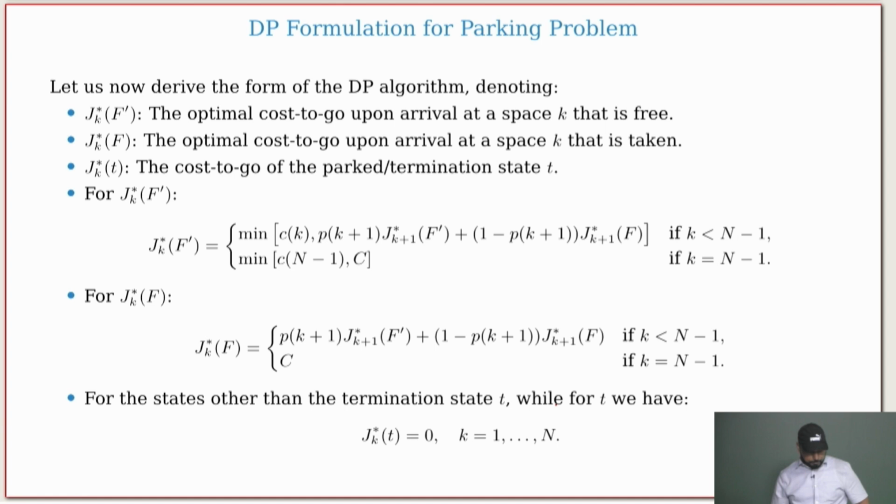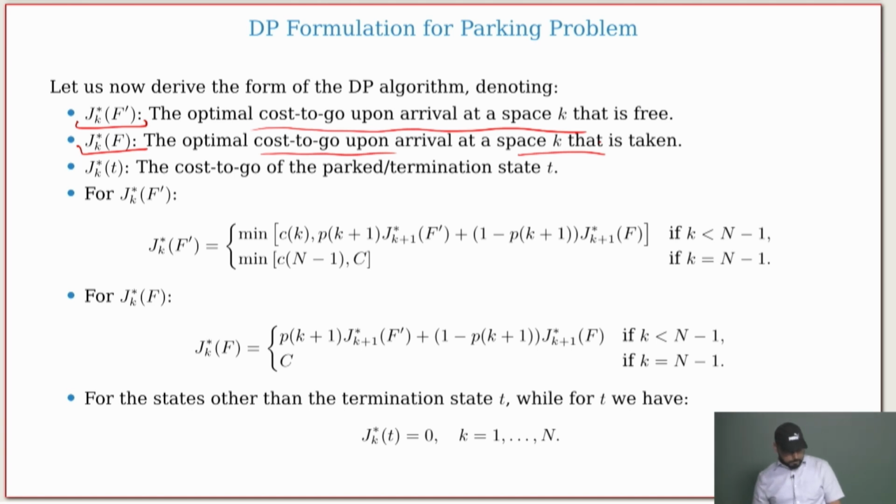So for the cost, we use this J star K F prime. F prime, if you remember, is for the case when the parking space is free at the kth step. So what would be the cost in that case? It is the optimal cost to go upon arrival at space K that is free. As I said, if the parking space is free, a driver still decides whether to park or not. And J star F will be the optimal cost to go upon arrival at a space K that is taken.